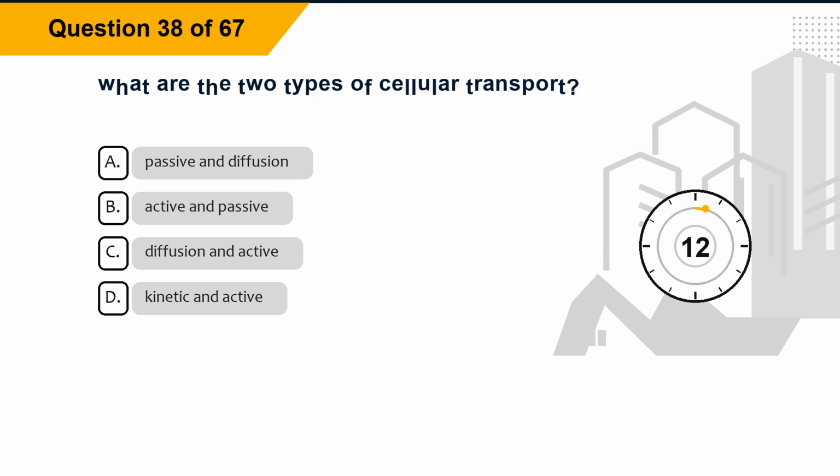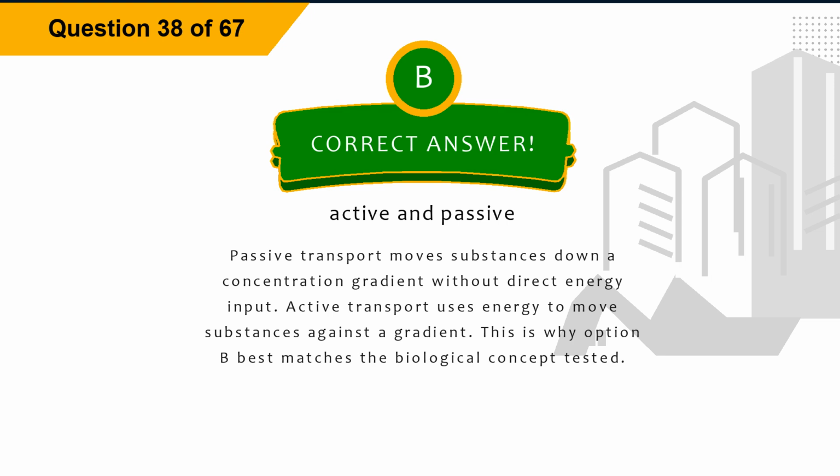Question 38. What are the two types of cellular transport? Option A, passive and diffusion. Option B, active and passive. Option C, diffusion and active. Option D, kinetic and active. The correct answer is option B, active and passive.